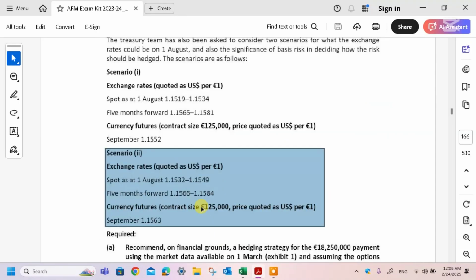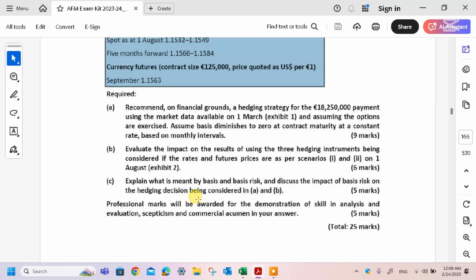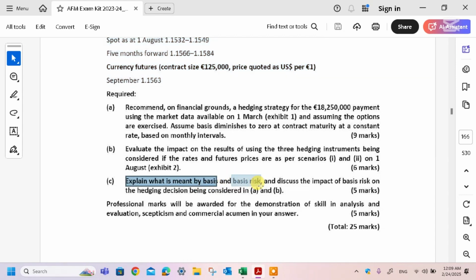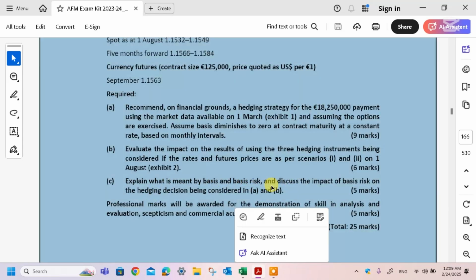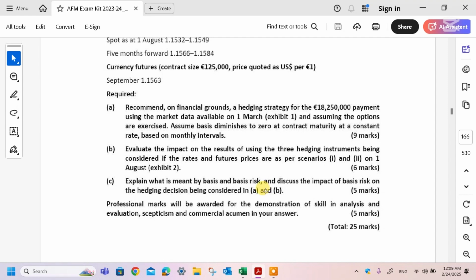Part C. Explain what is meant by basis and basis risk and discuss the impact of basis risk on the hedging decision being considered in A and B. Well, I already have explained. First explain. Look at the questions one by one. I explain what is basis, so one sentence for that. What is basis risk? Another sentence for that. And then discuss the impact of basis risk in part A and part B. So there are 4 requirements. If you at least identify the requirements one by one and address them, you get the marks.